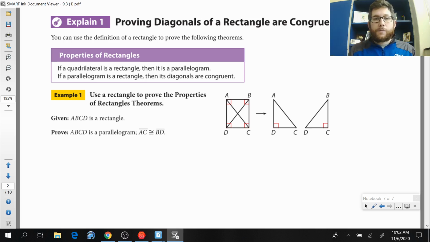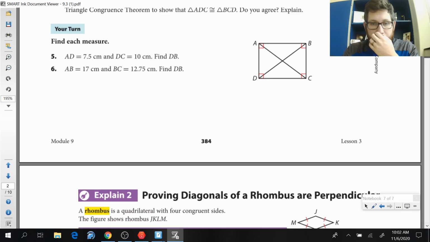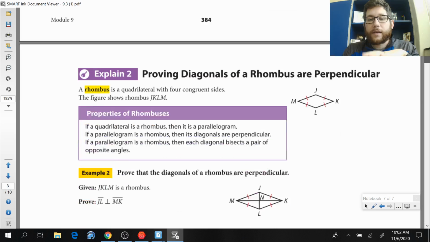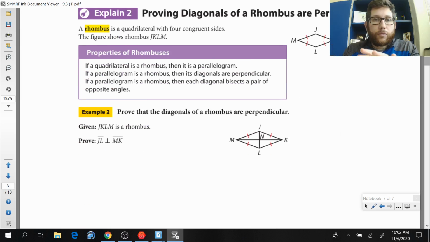Okay, because we're going to add more, and if you know your properties, it's going to make the test really easy. If you don't know your properties, it's going to get very confusing because we're going to add a bunch on here. So in addition to all the parallelogram properties, we know the diagonals are congruent for a rectangle. That is not necessarily true for a parallelogram. All right, so that is our rectangle properties. Now we're going to look at the rhombus properties.